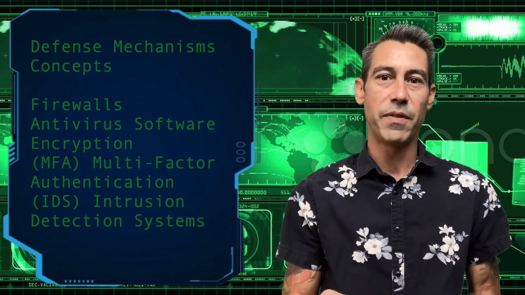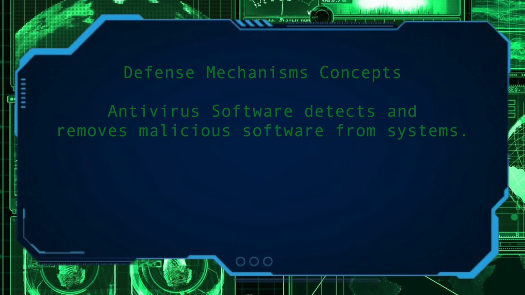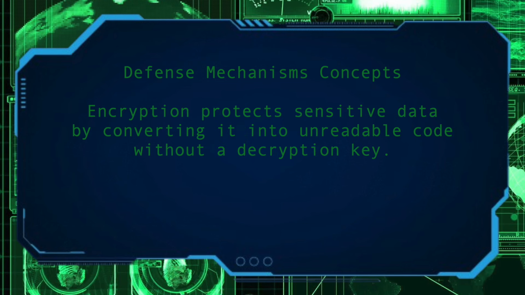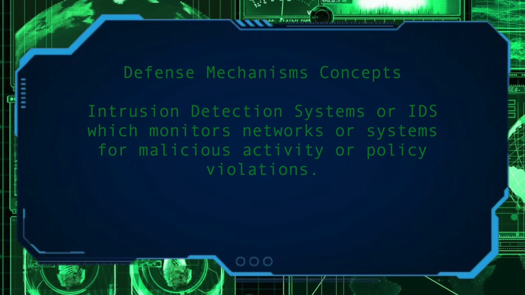Now let's talk about some of the defense mechanism concepts and what they are. Firewalls are software or hardware that monitors and controls incoming and outgoing network traffic based on security rules. Antivirus software detects and removes malicious software from systems. Encryption protects sensitive data by converting it into unreadable code until it has a decryption key. Multi-factor authentication, or MFA, requires users to provide 2 or more verification factors to gain access to a system. And intrusion detection systems, or IDS, which monitors networks or systems for malicious activity or policy violations.